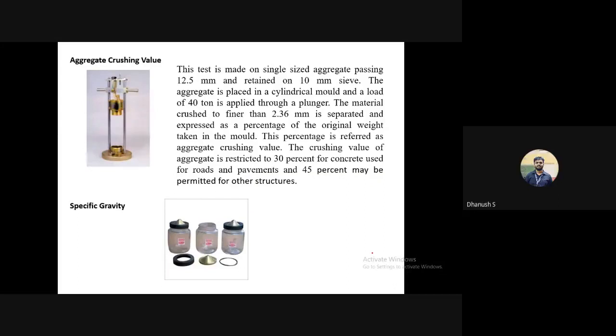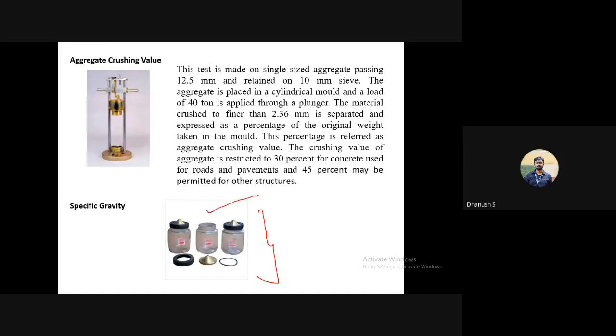So I think the last thing is here. If you see the bottom part, we use the density bottle or the Le Chatelier flask to find out the specific gravity of cement. We use this bottle, which is called a pycnometer, to find out the specific gravity of sand. So why do we not use the density bottle? Because the density bottle is too small, and if you try filling sand into it, it will get clogged and it is a lot of problem.